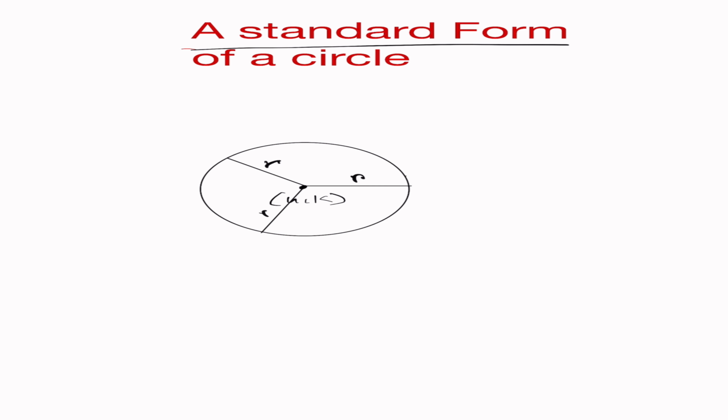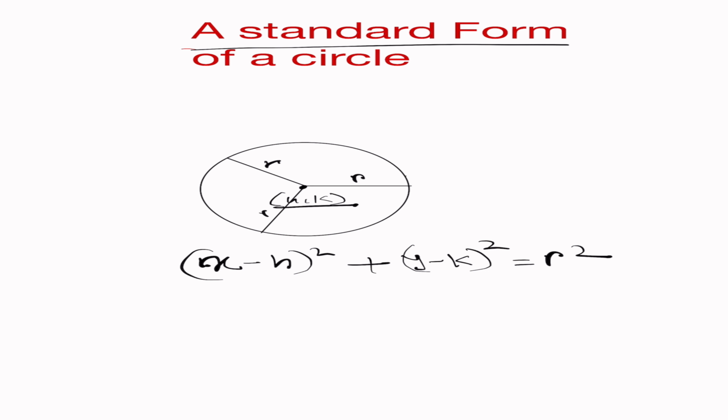So the standard formula of the circle is simply (x minus h) squared plus (y minus k) squared equals r squared. So that means the center is (h, k), and the radius is just r. Radius is just r.